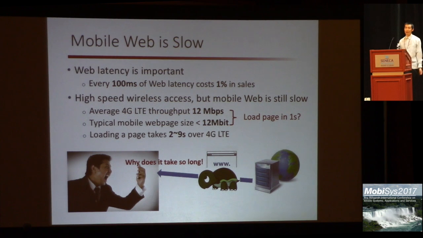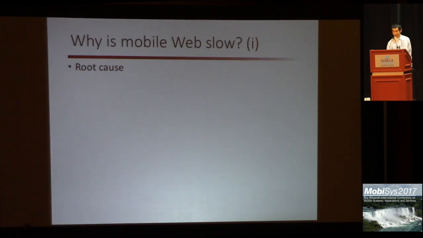For example, over 4G LTE networks, the average downlink speed is around 12 Mbps, and the typical mobile web site is below 12 Mbps. So one would assume the web loading should finish in 1 second. However, in practice, it still takes 2 to 9 seconds to load the web page over LTE networks.